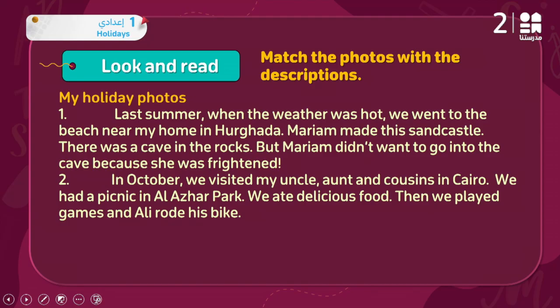In October we visited my uncle, aunt and cousins in Cairo. في أكتوبر احنا رحنا نزور قرايبنا أو our relatives وأبناء عمي في كايرو. We had a picnic in الأزهر بارك، وقضينا day لطيف كده في الأزهر بارك. We ate delicious food، وأكلنا أكل لذيذ جدا. Then we played games and Ali rode his bike، وبدأنا نلعب ألعاب وعلي ركب الدراجة بتاعته.